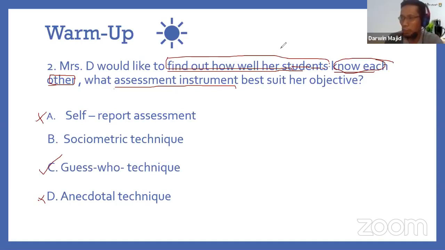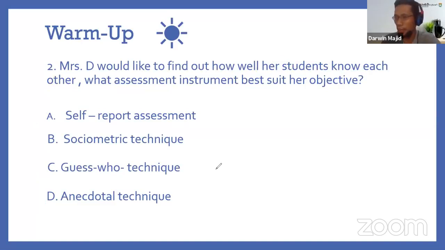Okay, ano yung sociometric technique, sir? Mamaya natin yan. Pero tama po ba yung iniwan natin? Mamaya malalaman nyo yung pagkakaiba ng sociometric at saka sa guess who. Okay? So, I will keep you hanging on that. Okay, mamaya po. You by yourself will be able to reflect and assess. Okay po. Okay, let's move on to the next.